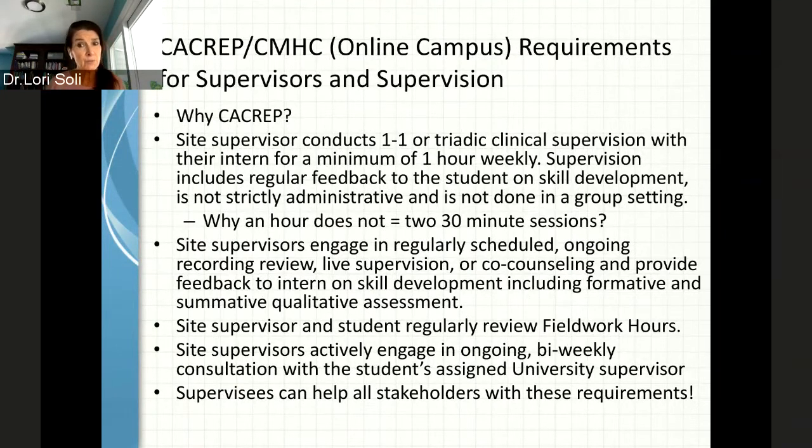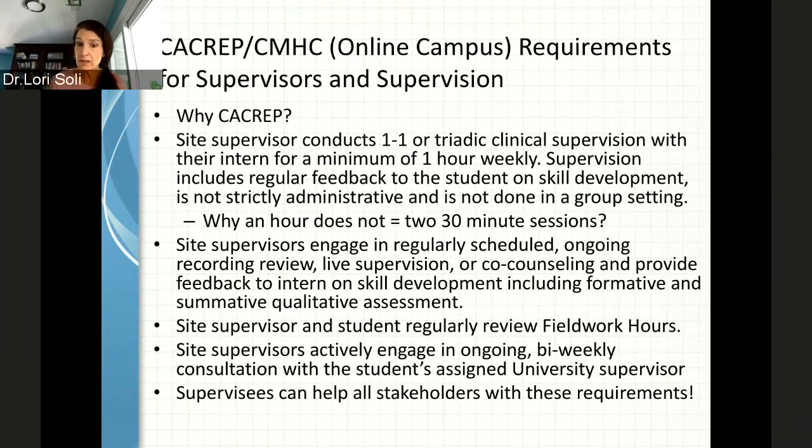Site supervisors also engage in regularly scheduled and ongoing recording review. So they are looking at your work, whether through your recordings, through live supervision when they are in a session with you, or through co-counseling with you. Some places have a two-way mirror where you are in the clinical room doing the counseling and the supervisor is outside of the room looking. There are lots of different setups, but the site supervisor must actually get their eyes on your work in a substantive way, and then they will also be giving formative and qualitative feedback assessments on your work on a regular basis back to the university.